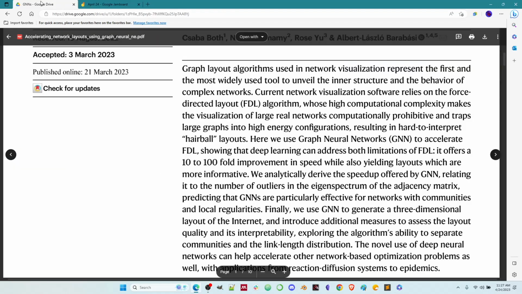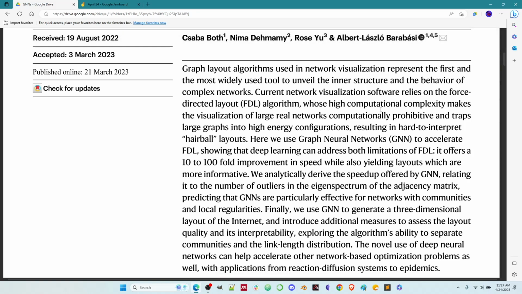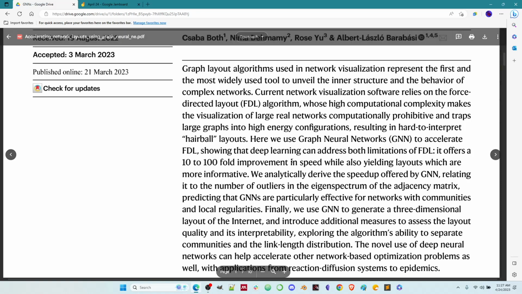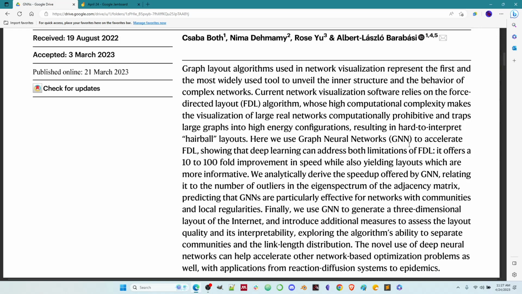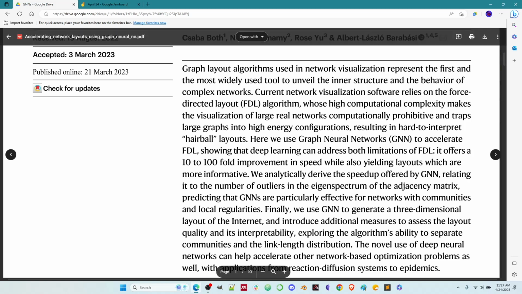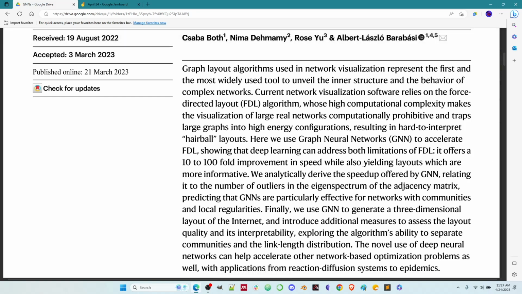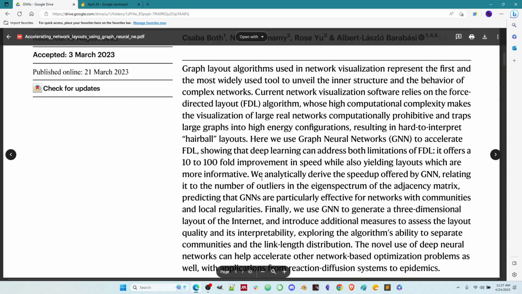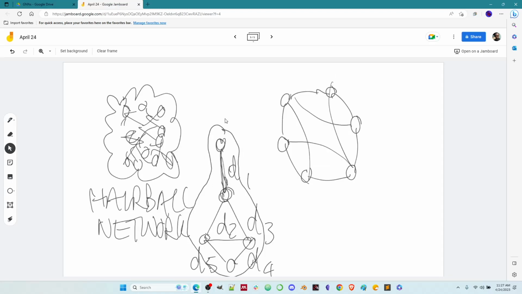But you could get into it and explore it and maybe find other ways to do it, but that's not the way the force-directed layout algorithm works. So here we use graph neural networks to accelerate FDL, showing that deep learning can address both limitations of the algorithm. It offers a 10 to 100-fold improvement in speed while also yielding layouts which are more informative. So again, having something maybe like this, which is anatomically explicit, would be better. But we don't often have the ability to do this using force-directed layouts.